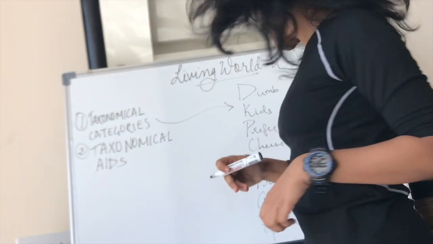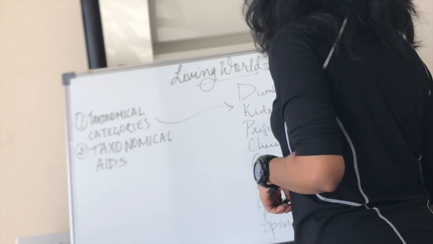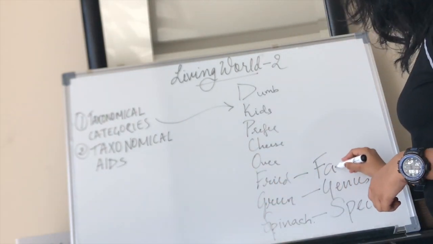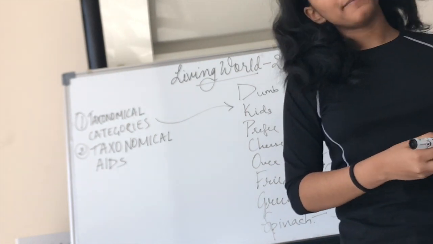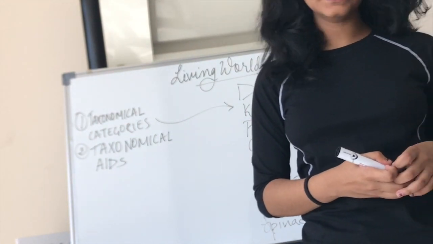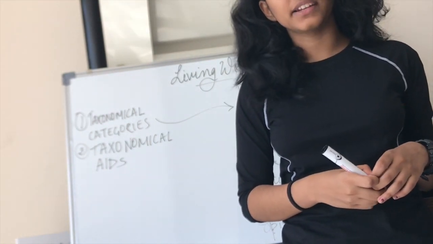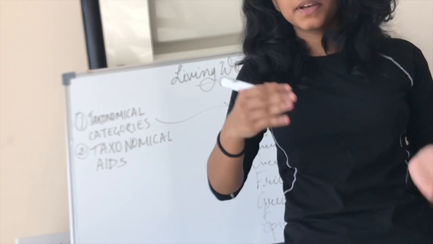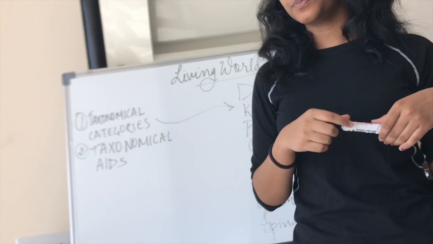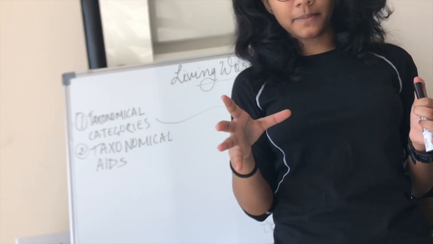The third taxonomical category, that is F, for fried, stands for family. Family is a group of related genera and it has lesser similarities as compared to those of genus and species, obviously because it's a higher group. I can give you a few examples of family.